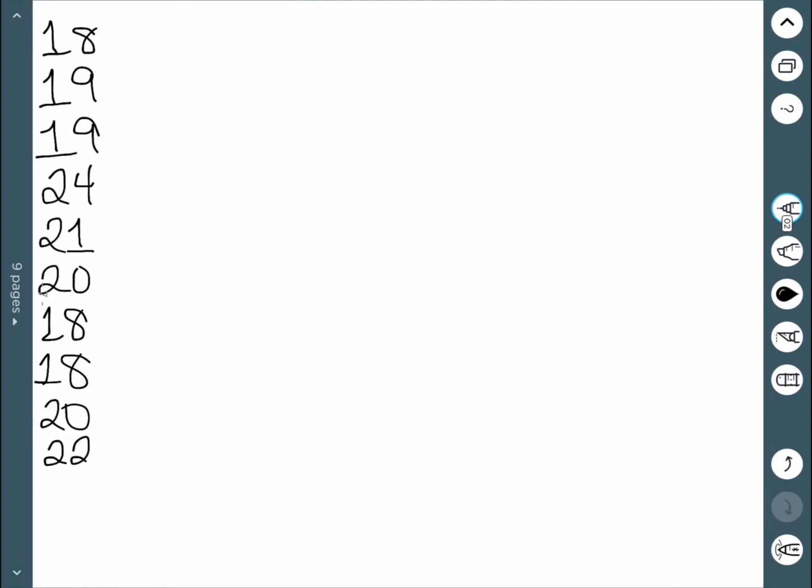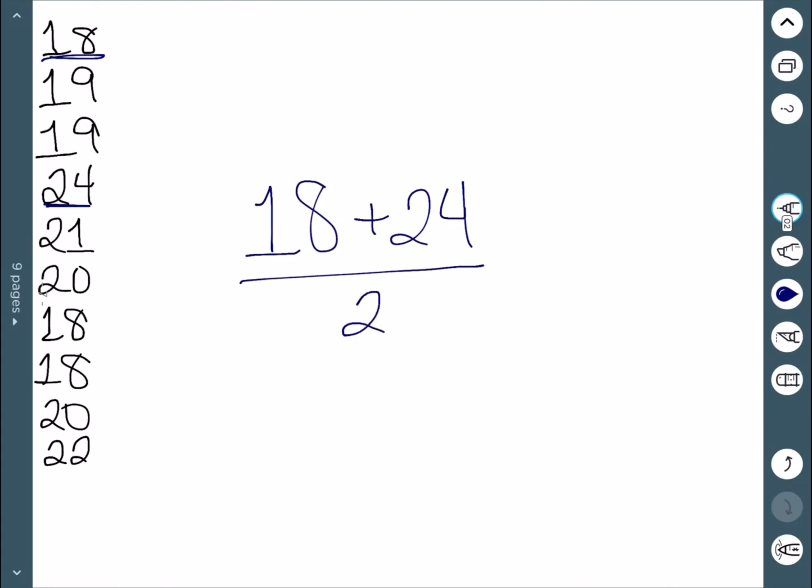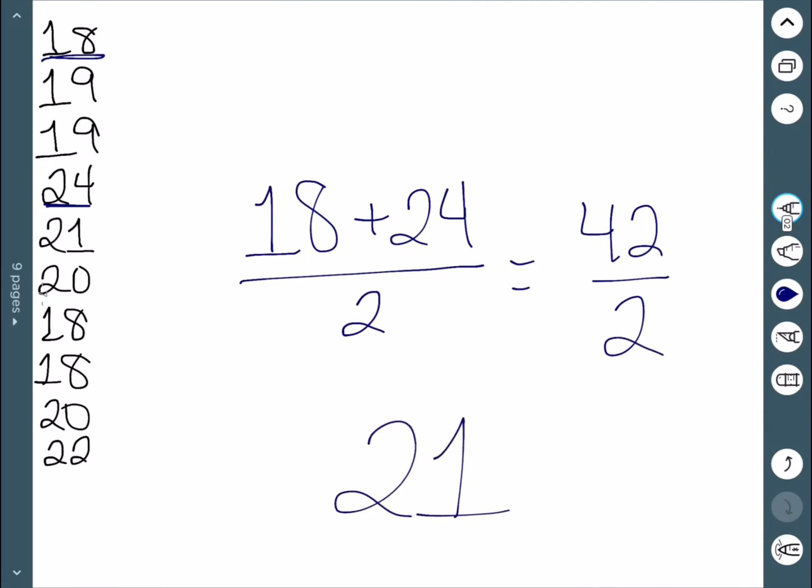Here's our data set. The first step in finding our mid-range is to find the lowest data value, which we can see is 18. The highest data value we can see is 24. So we need to add these up and divide by 2. We have 18 plus 24, which is 42, over 2, which would be a mid-range of 21.